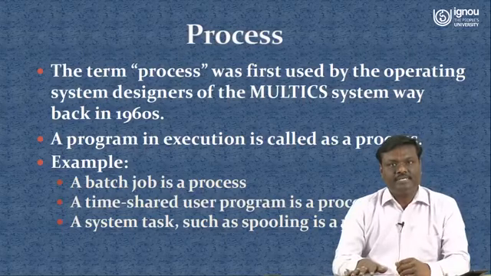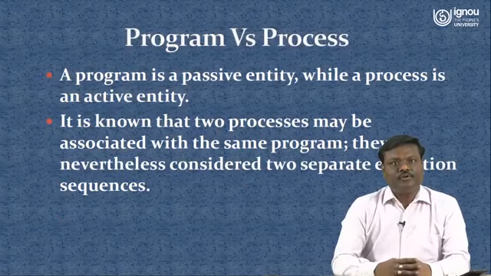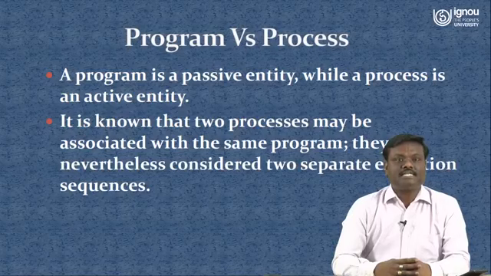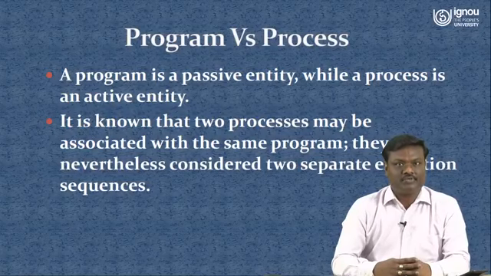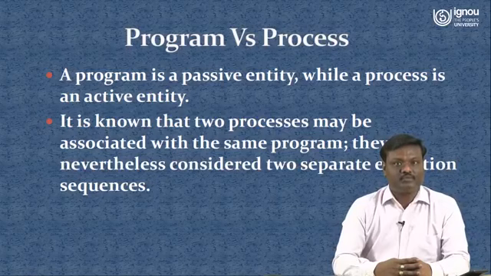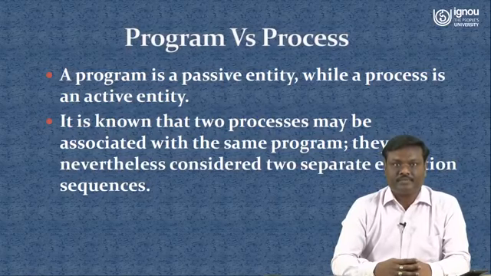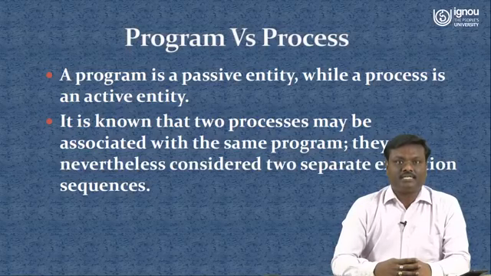Let us see the basic difference. A program is a passive entity, but a process is an active entity. That is the basic difference. Just residing in the hard disk or secondary memory, we can't call it a process. However, we can call it a program or set of programs residing in the secondary storage. But whenever they are residing in the RAM and executing, then we can call it a process.